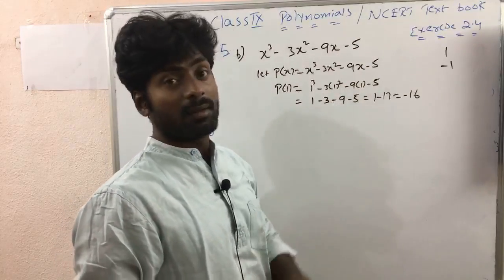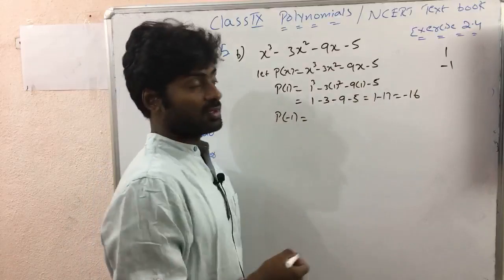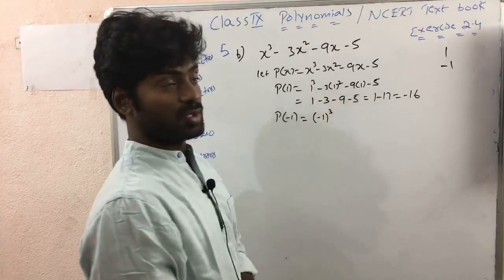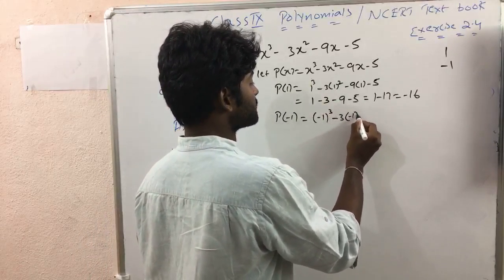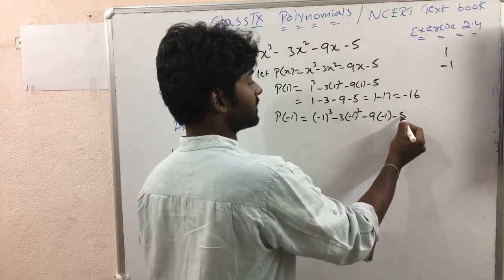So go for minus 1. P of minus 1: minus 1 whole cube, minus 3 into minus 1 whole square, minus 9 into minus 1, minus 5.